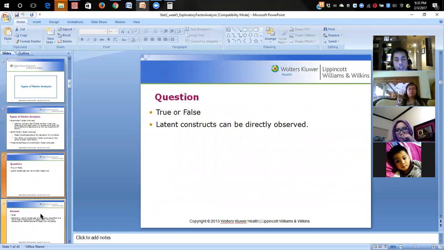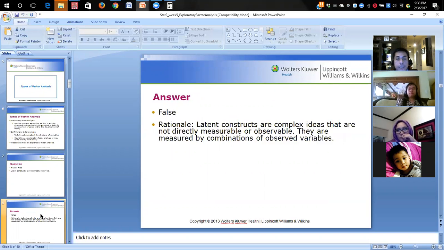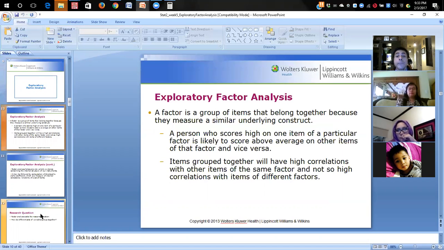This slide is all about exploratory factor analysis. We're going to skip the question and answer part. Exploratory factor analysis is a group of items that belong together because they measure a similar underlying construct. So the items group together, they have high correlation with each other of the same factor and not so high correlation with items of different factors.